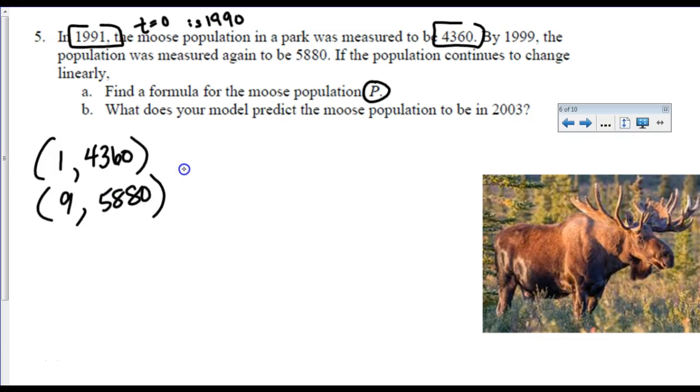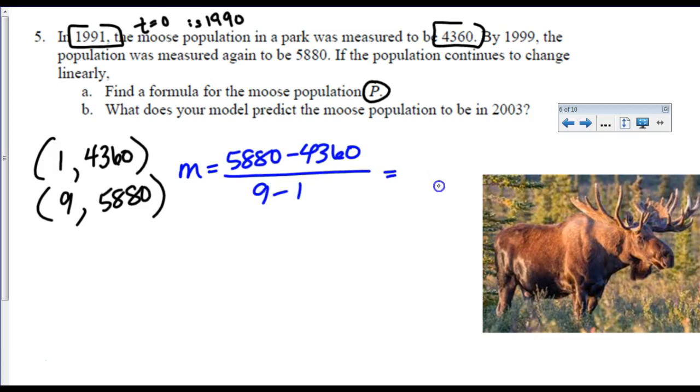So let's find slope first. 5880 minus 4360. And that happened in 8 years. So calculating that, looks like the moose population is growing 190 moose per year.